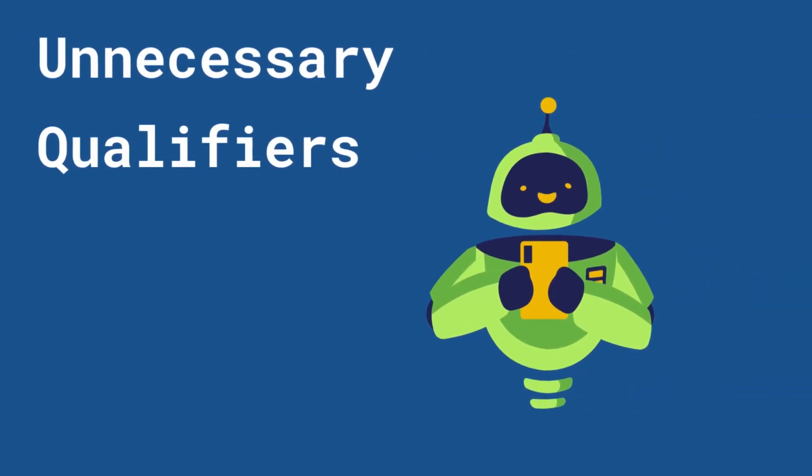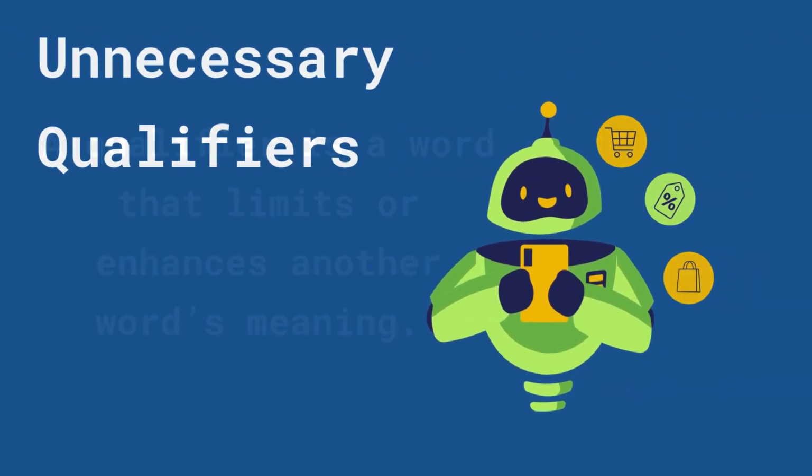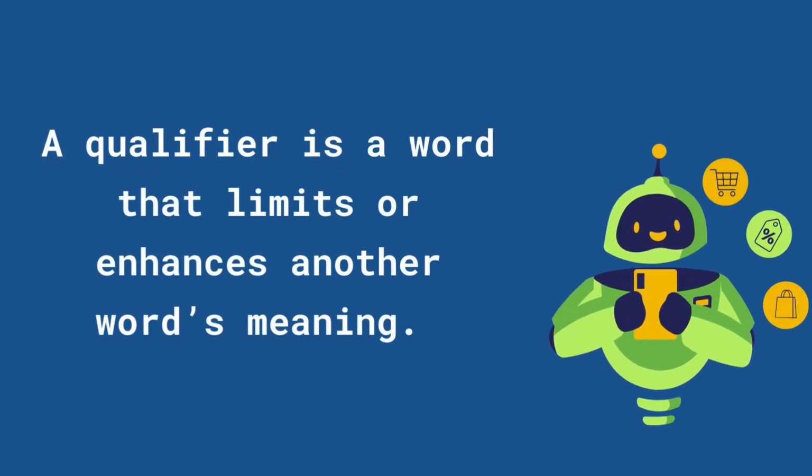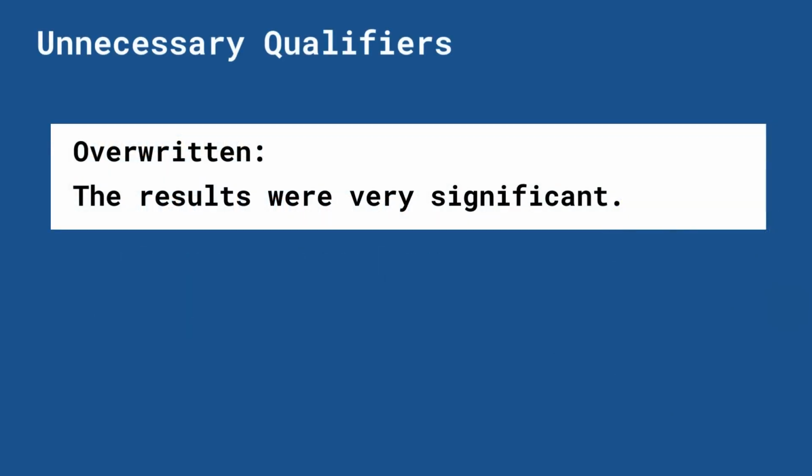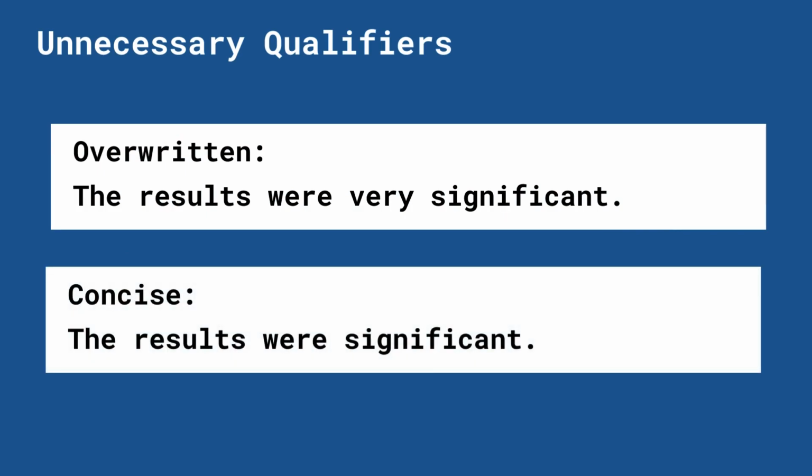Another thing to look for is unnecessary qualifiers. A qualifier is a word that limits or enhances another word's meaning. Here's an example of an unnecessary qualifier. "The results were very significant." Here's a more concise version. "The results were significant." Qualifiers like very can often be omitted without losing the strength of the statement. In fact, it may make your writing sound more confident.